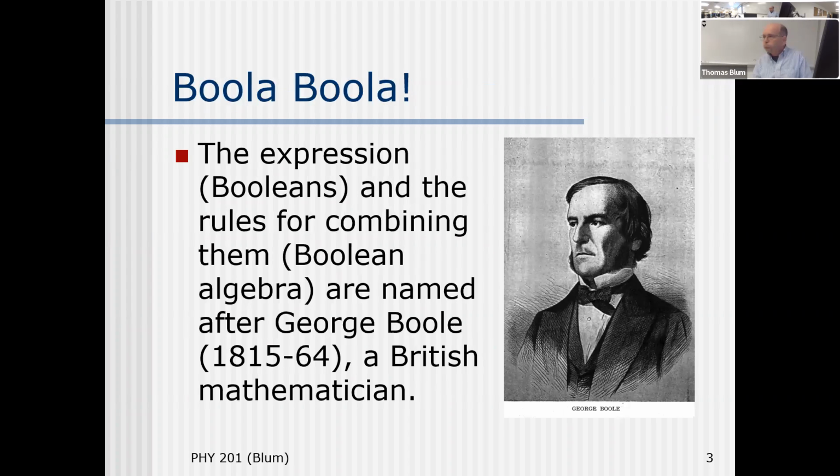Okay, so Boolean algebra is named after somebody named Boole. Boole didn't invent it. It was sort of Boolean stuff. You can find logic back in the Greek philosophers way back when, but he studied it more systematically and extended it a bit, as mathematicians tend to do.